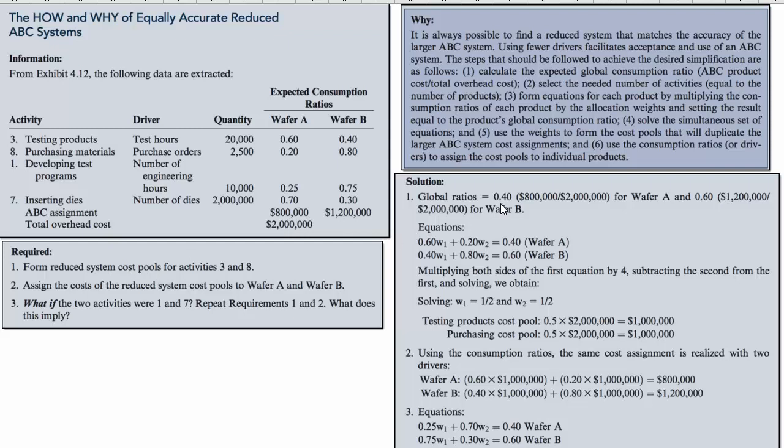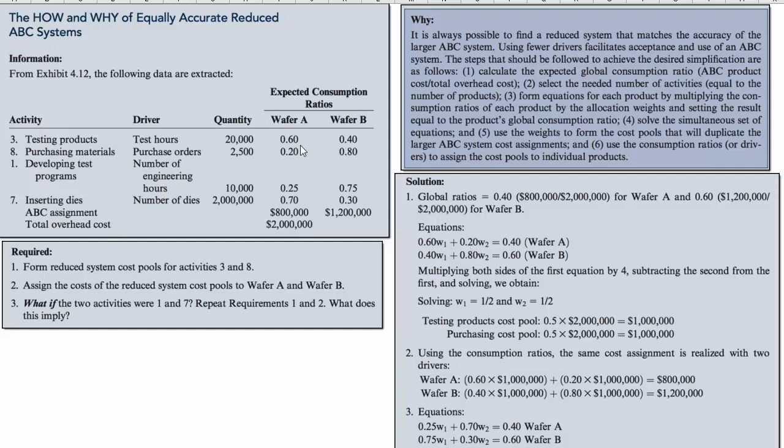So the first thing we do is calculate the ratio. We take the 800,000 divided by the total. These are our cost pools. And then we take the $1.2 million divided by the 2 million total. We're originally starting off with these 4 different activities. Here's our total cost pools. If we do this calculation, what we come up with is the equation that you see here.